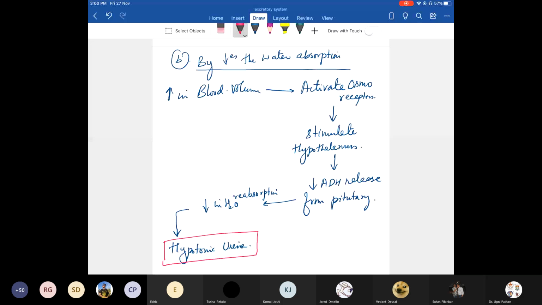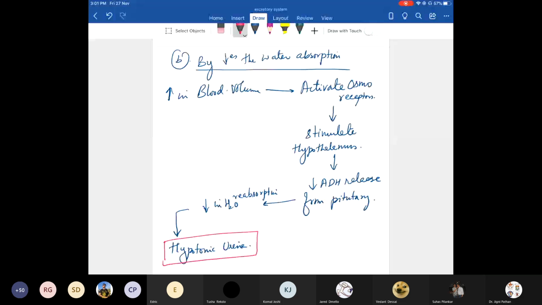The aim is to produce hypotonic urine to remove excess water from the blood. This can happen by decreasing the water reabsorption. How is this water reabsorption decreased? By a decrease in the release of ADH, that is antidiuretic hormone. The function of this hormone is to absorb water. When this hormone is decreased, there is not much absorption of water from the filtrate, so the urine that comes out is hypotonic.